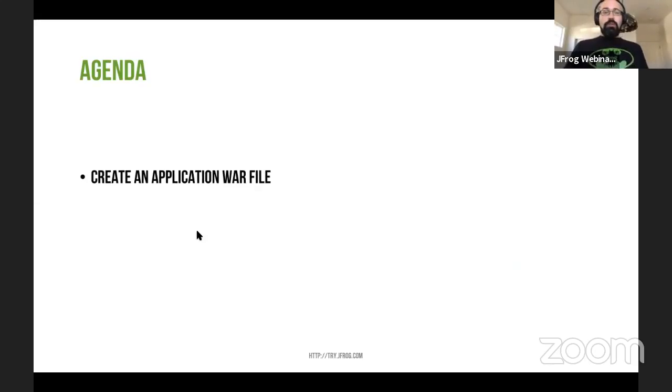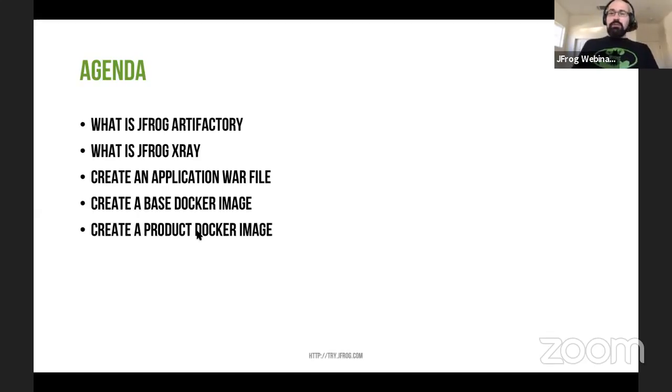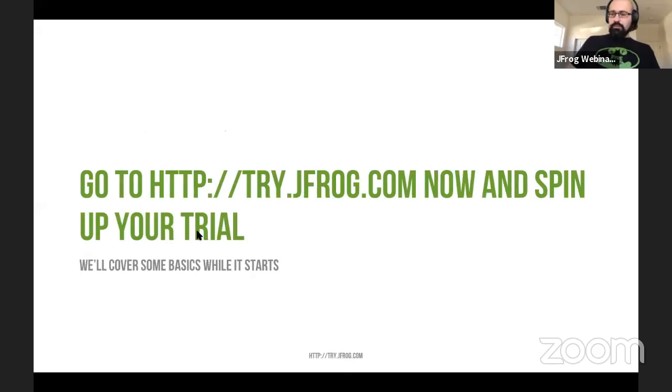Today we're going to talk about what is JFrog Artifactory, what is JFrog Xray, real quick, and then we will review the environment that we are going to play with. We're going to talk about creating the application file, Docker-based image, Docker production image, and generally cover all the environment that you can get at try.jfrog.com. So again, before we start, let's go to try.jfrog.com and spin up our trial. And while it starts, we will go back and talk about what we're going to see.